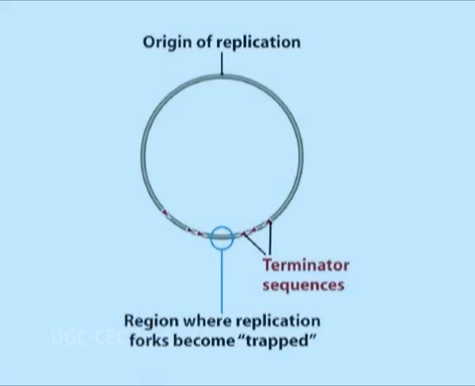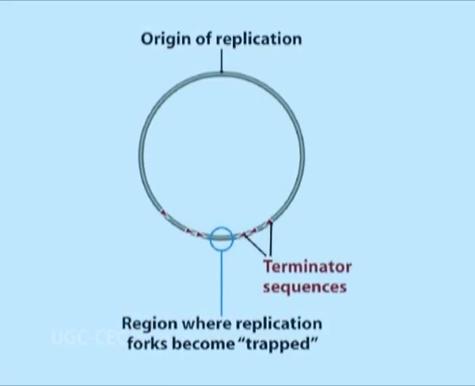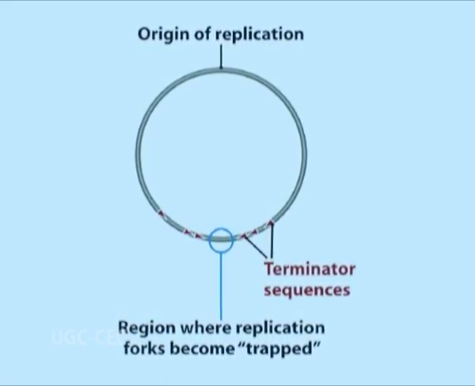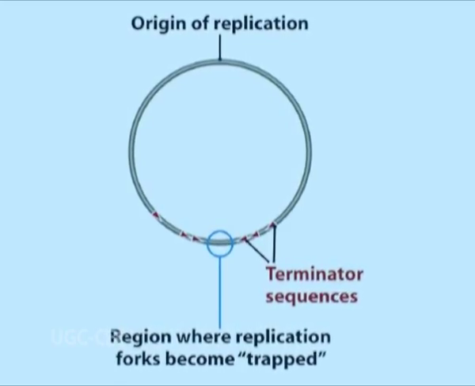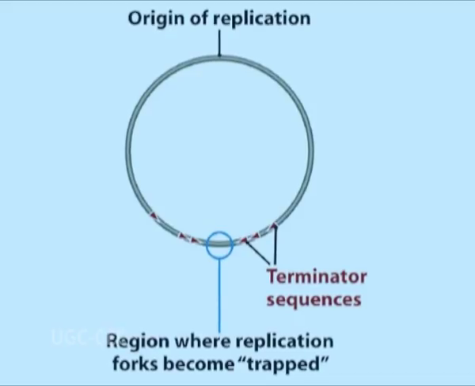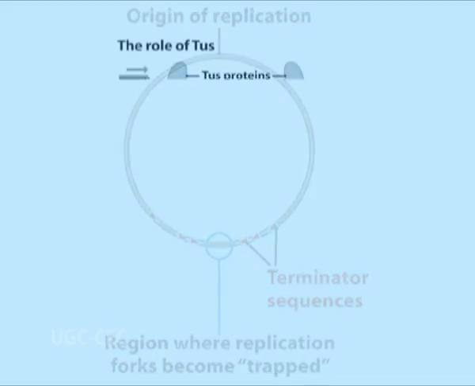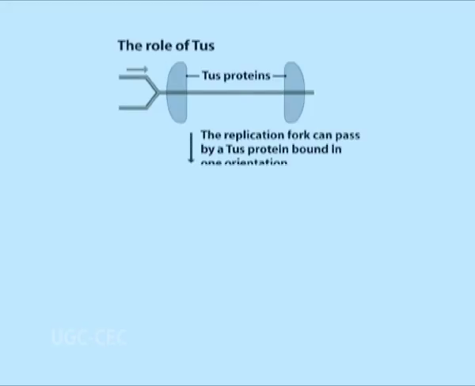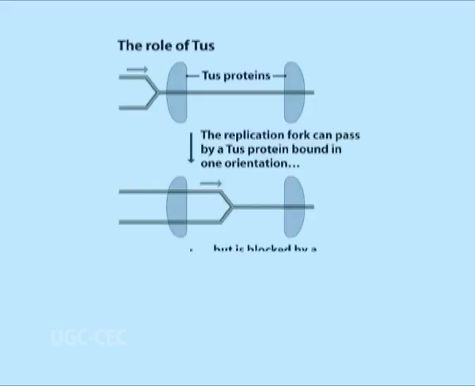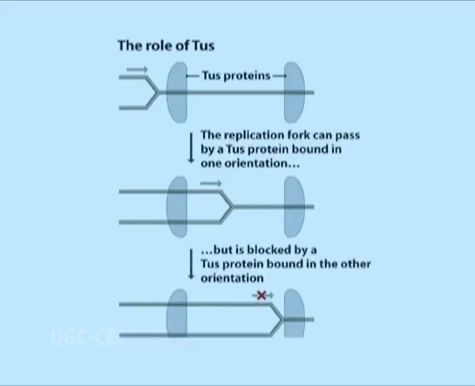Termination of DNA replication in E. coli is completed through the use of 6 terminator sequences, 3 on each side. These sequences act as landing pads for specific proteins called Tus proteins. Tus proteins act as one-way gates for the replication forks. They allow one fork to pass through in one direction but do not allow the progression of the other fork attempting to move through it in the opposite direction.